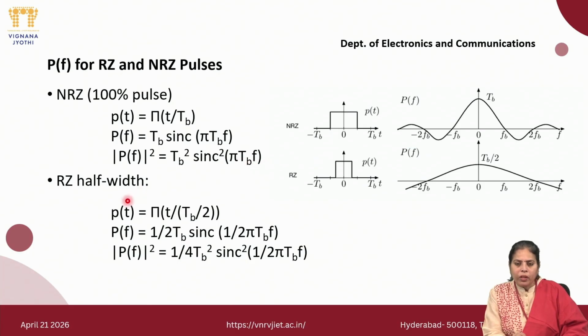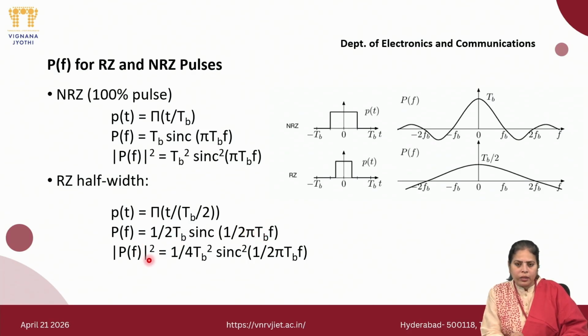Now, if the pulse that we are choosing is a return to zero form, then the rectangular or gate function will exist for half the duration, and for the other half the pulse is off. So these are the modified equations of the time domain signal p of t, and if we compute the corresponding Fourier transform, it will lead to this equation.